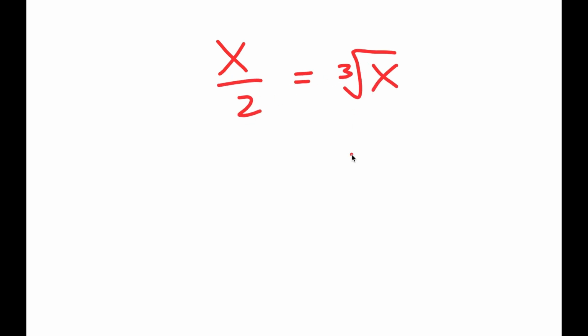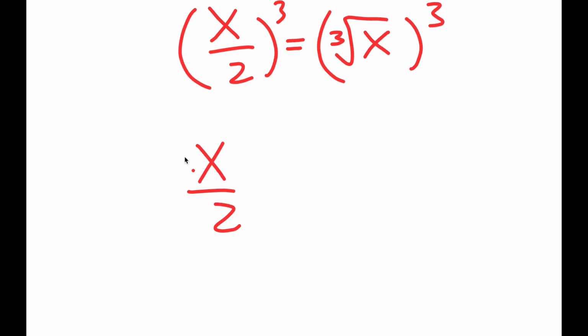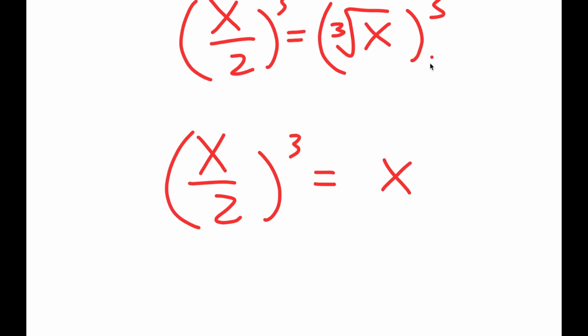Alright, so in this video, I'm solving the equation x over 2 is equal to the cube root of x. So to solve this, I'm going to first take the third power on both sides. So I get (x over 2) to the power of 3 is equal to just x, because the third power of the cube root of x is x.